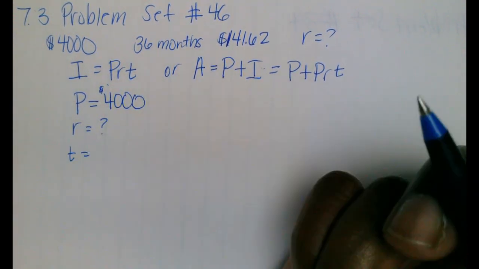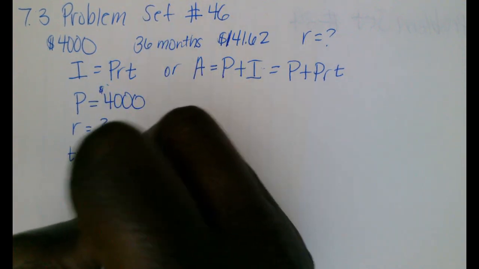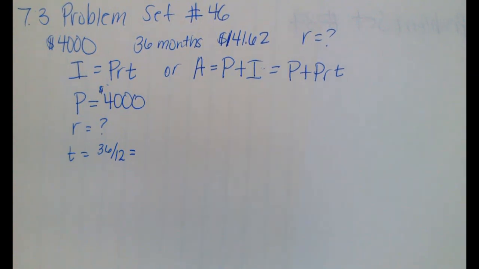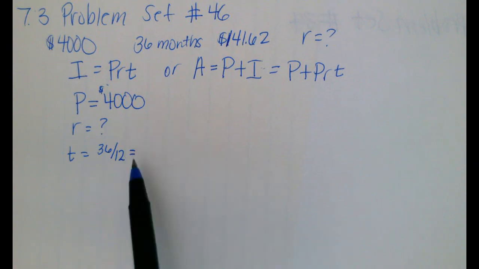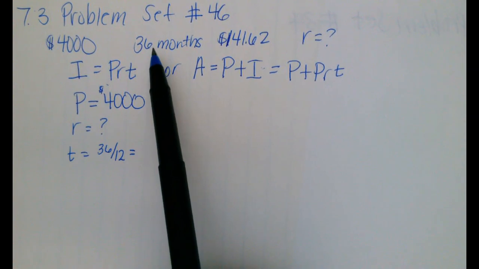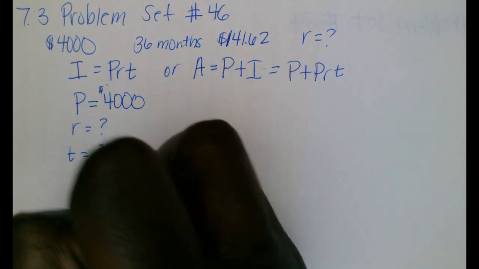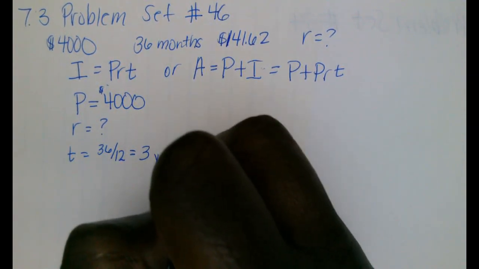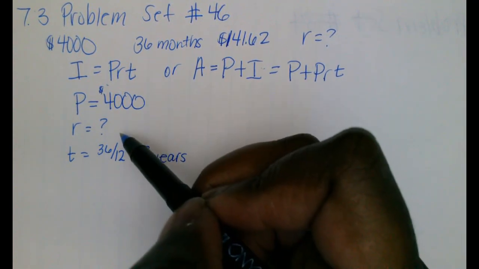Our time, 36 divided by 12. Why are we doing that? Well, anytime we're dealing with I equals PRT, the time has to be in years. They gave us months. That's how many payments we made, but we don't need how many payments we made. We need how much time was spent. So that was 3 years. So over 3 years, we borrowed $4,000, trying to figure out what the rate was.